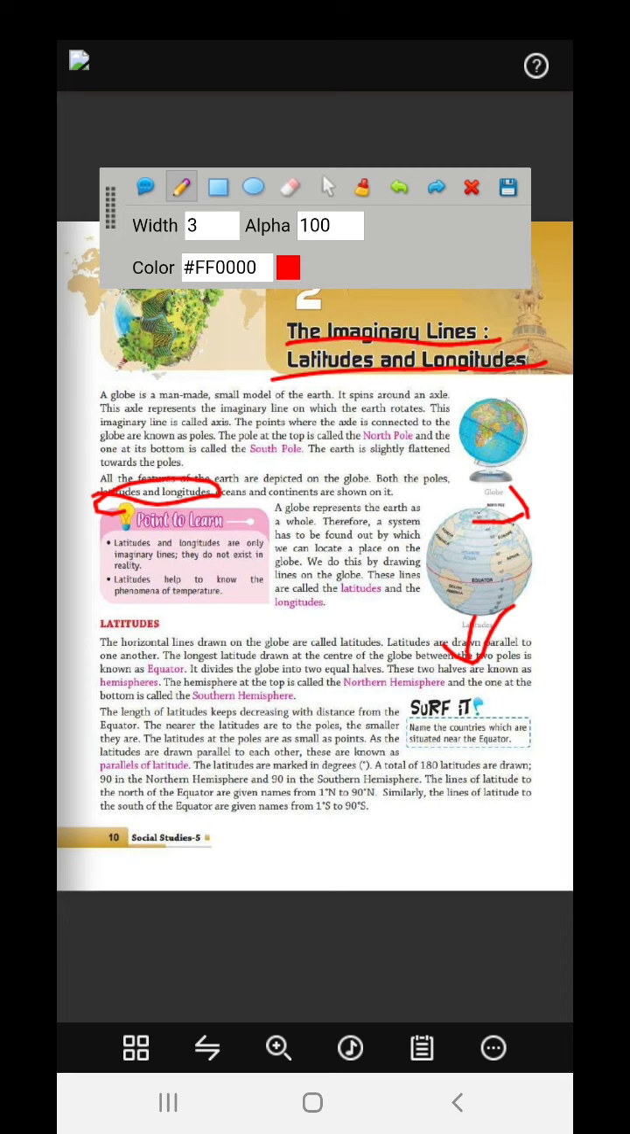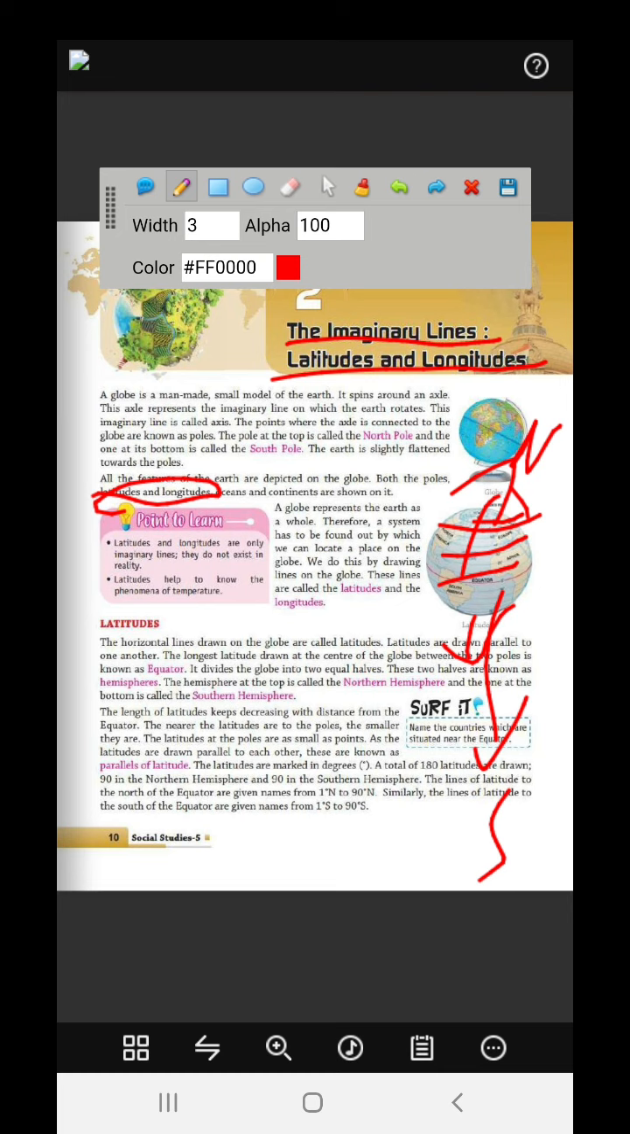Now, the horizontal lines that are drawn on the globe are known as latitudes. Okay, all these horizontal lines you see over here are latitudes. They divide the earth into two halves: the northern hemisphere and the southern hemisphere. This one at the top is known as the northern hemisphere, and this one at the south is known as the southern hemisphere.